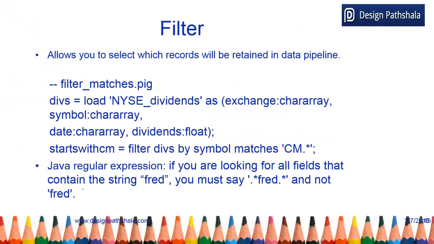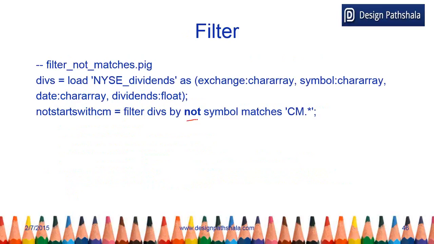Then we can filter the variables. We have to just use filter. So filter the variable daily by symbol matches C star. Here we can give a regular expression. These are normal regular expressions. You can look at the different regular expressions supported by Java, and the same are supported over here. It's a universal concept, regular expression. So you can use a regular expression to filter your data, and if you say not, this will filter only the records which are not matching your expression.